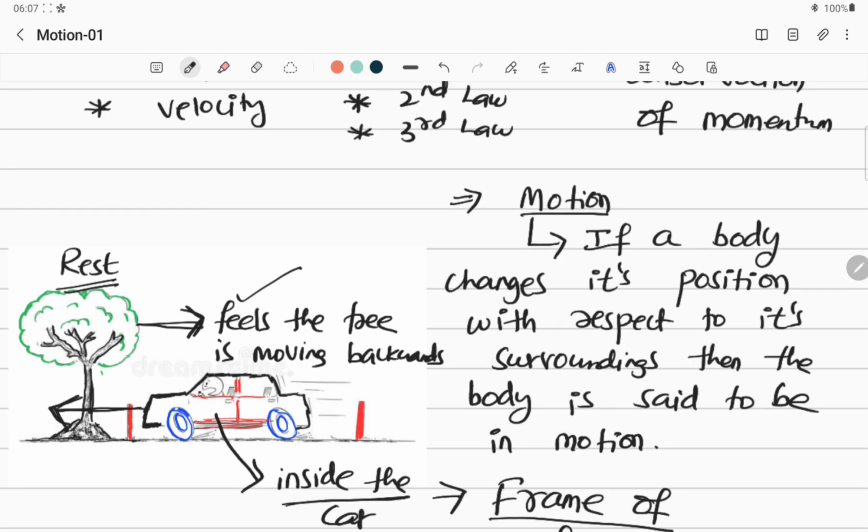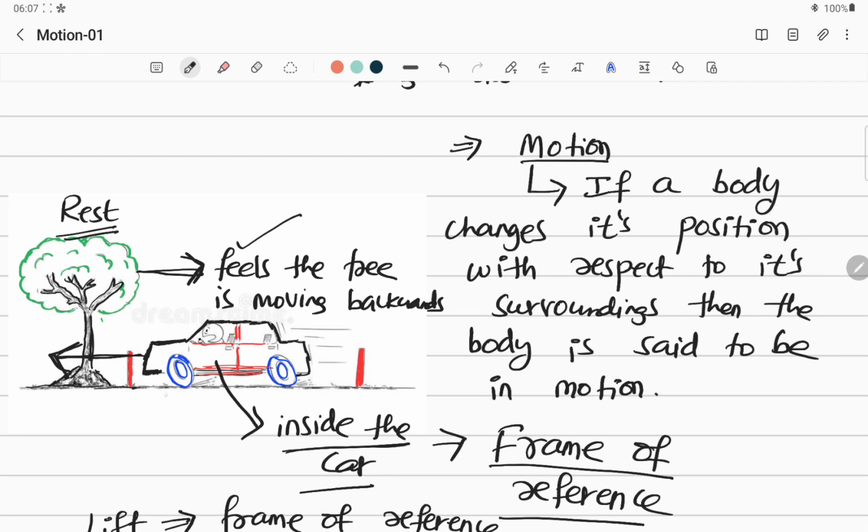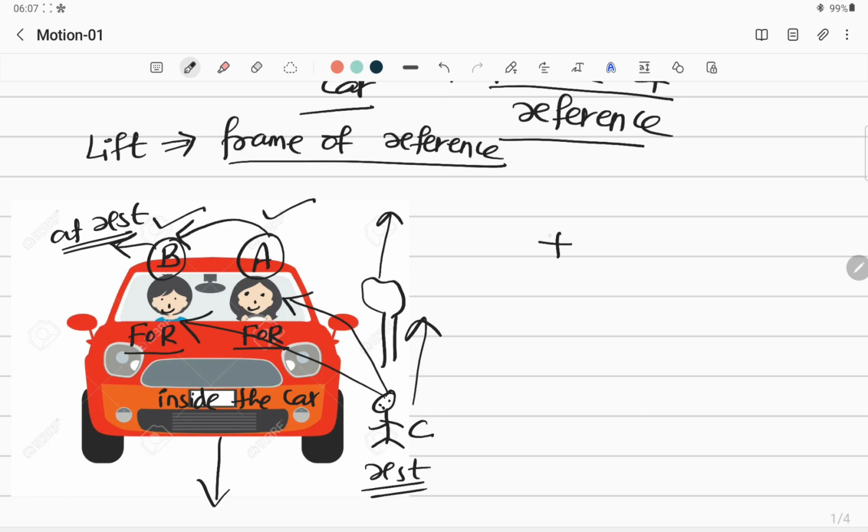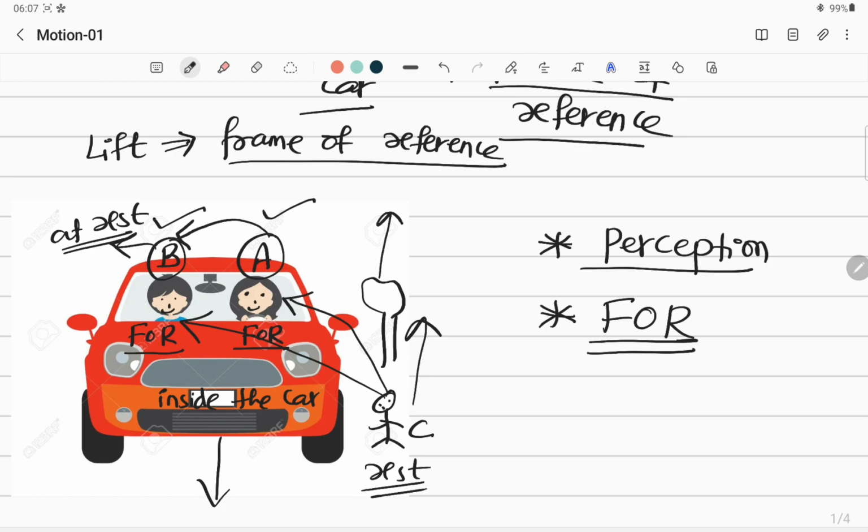Right? Now here the tree was at rest, no? But this person was moving forward, and he was feeling that the tree was moving backward, even though it was at rest. All right, so motion is all about your perception. What kind of perception you have, what kind of frame of reference you have, based upon that the motion will be decided. I hope you are understanding.